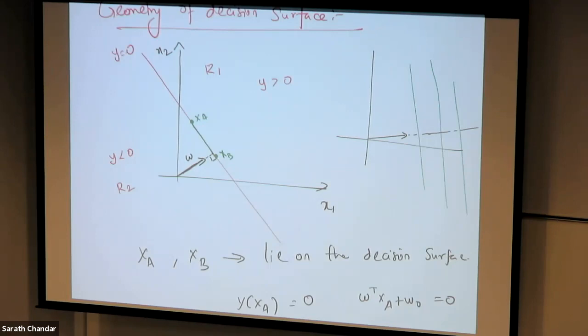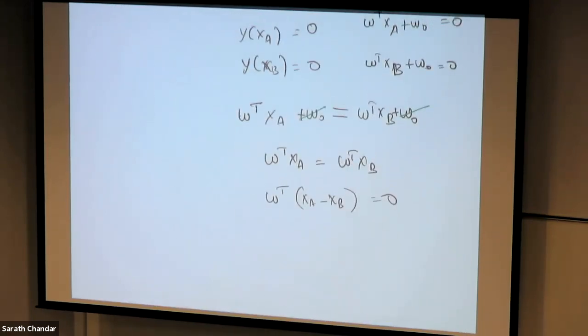That is the contribution of the W vector. So, to summarize the first point, the W vector determines the orientation of the decision surface.